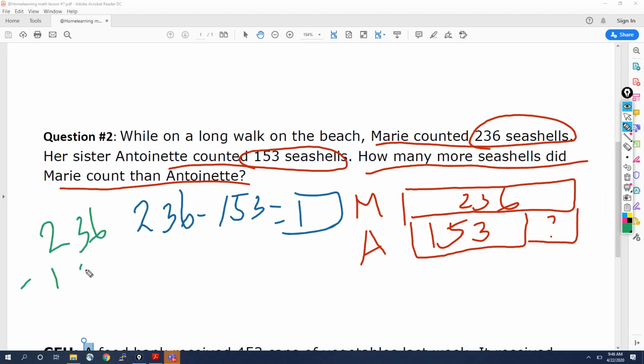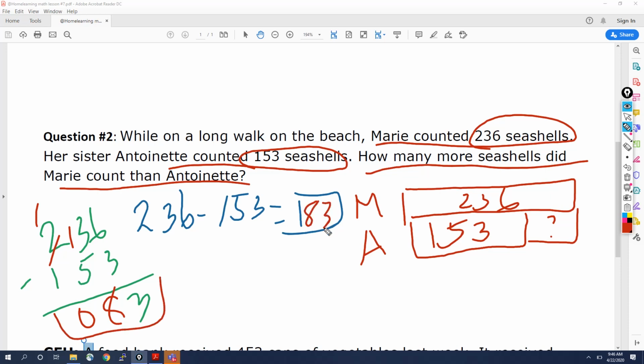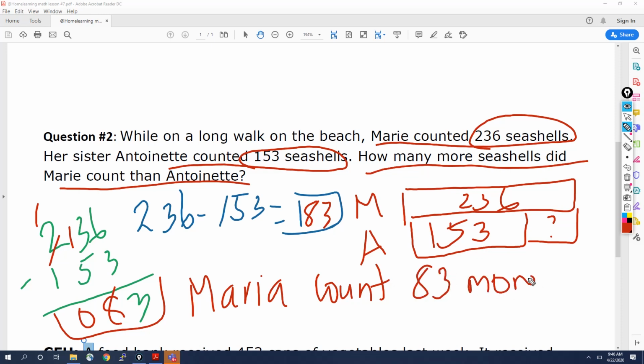236 take away 153. 6 take away 3 is 3. 3 take away 5? Cannot do that, so I have to regroup. This one becomes a 1, put a 1 in front. So 13 take away 5 is 8. And then 1 take away 1 is 0. So the answer is 83. Our answer statement is Maria counted 83 more. Okay.